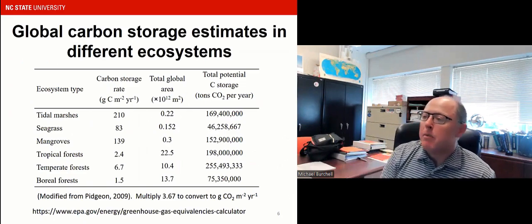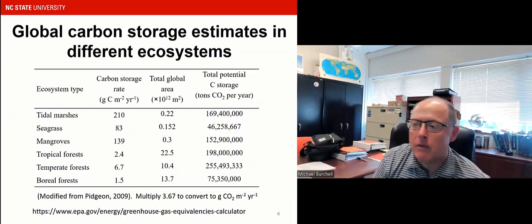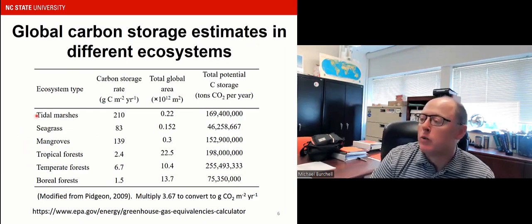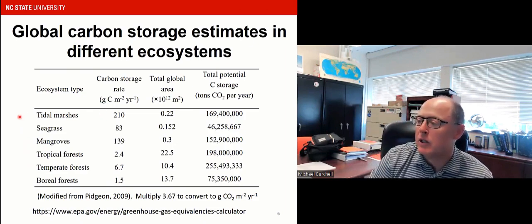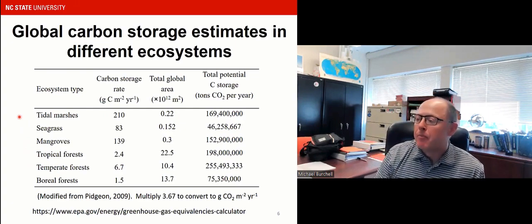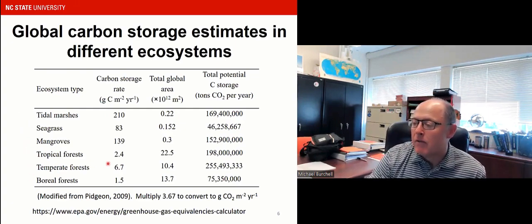So here's a table about some estimates of global carbon storage in different types of ecosystems. We've got tidal marshes, seagrasses, mangroves, tropical, temperate, and boreal forests. One of the things that I've spent time looking at in North Carolina is tidal marshes, because the carbon storage rate is potentially so great in those areas, up to over 200 grams of carbon per meter squared per year. That kind of blows forests out of the water, so to speak.